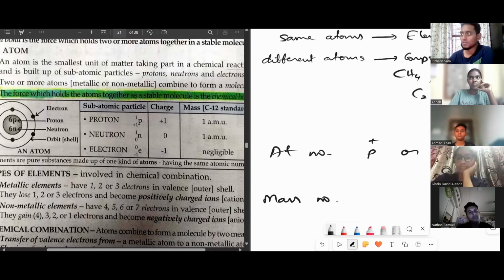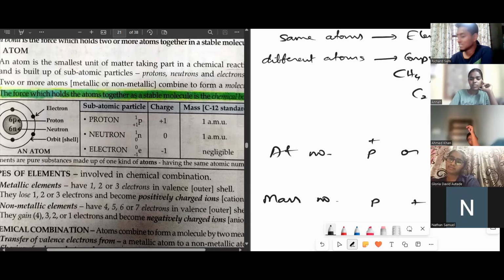Mass number is the number of protons plus neutrons. Why are we not adding electrons? It's because the electron's mass is negligible. See, when we find mass number, mass means weight. We want to find the weight of the whole atom.